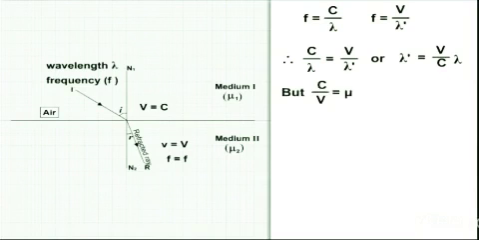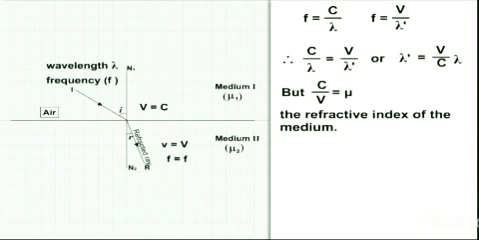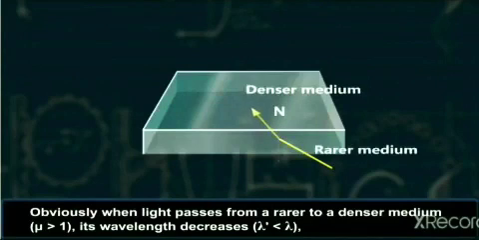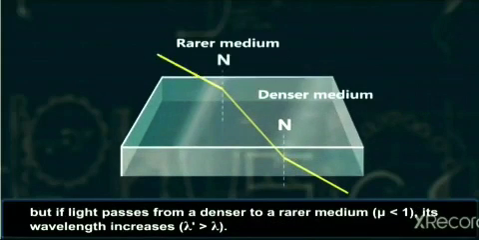But c upon v is equal to mu, the refractive index of the medium. Therefore, lambda dash is equal to lambda upon mu. Let this be equation 6. Obviously, when light passes from a rarer to a denser medium, mu is greater than 1. Its wavelength decreases, lambda dash is less than lambda. But if light passes from a denser to a rarer medium, mu is less than 1, its wavelength increases, lambda dash is greater than lambda.